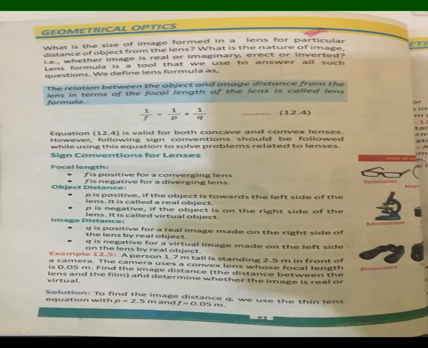A person 1.7 meter tall is standing 2.5 meter in front of a camera. The camera uses a convex lens whose focal length is 0.05. f is 0.05. Find the image distance q, and determine whether the image is real or virtual. I told you we will use this formula, 1 over f is equal to 1 over p plus 1 over q, to find whatever we need. We want to find the image distance q.